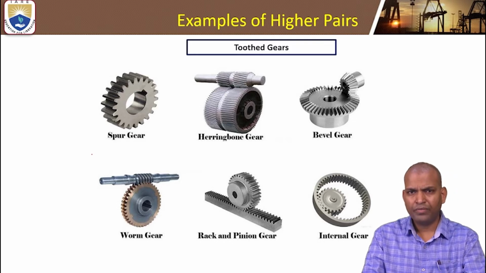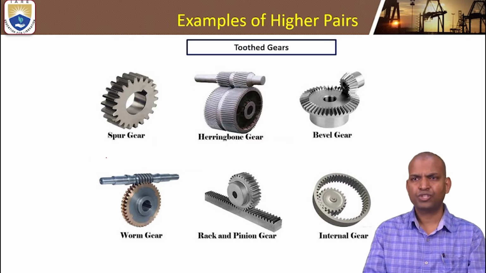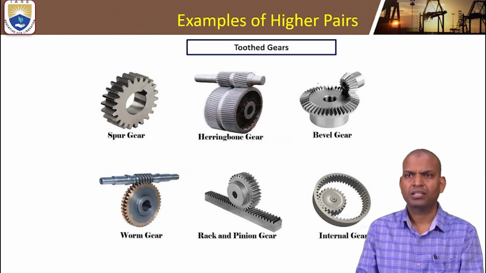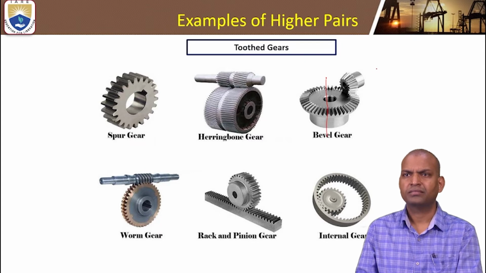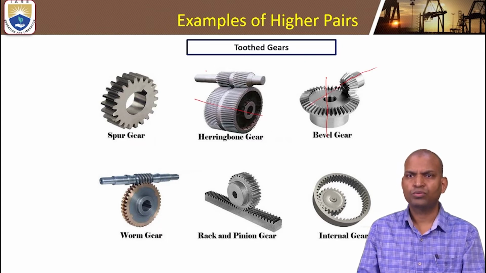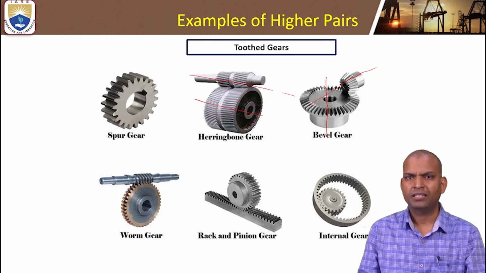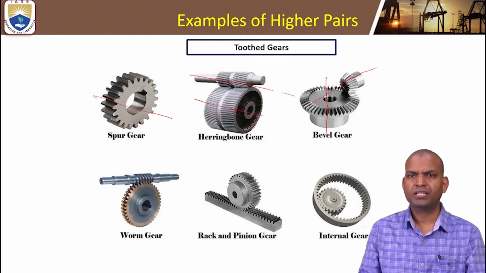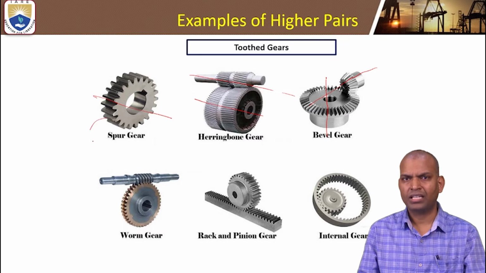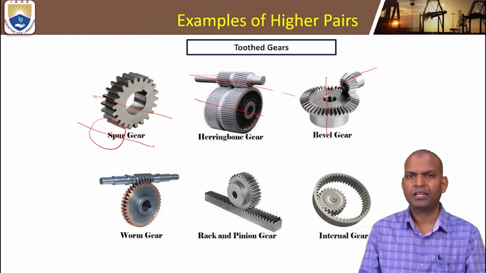In the case of bevel gears, you can see the axes of the two shafts are not parallel, they are at some angle. Here the axes of the input and output are both parallel. Similarly, in the case of worm gears also, when one is in contact with another worm gear, the axes remain parallel.